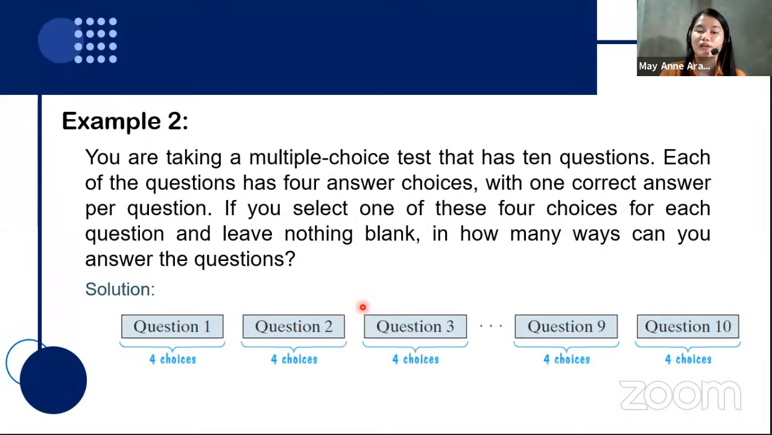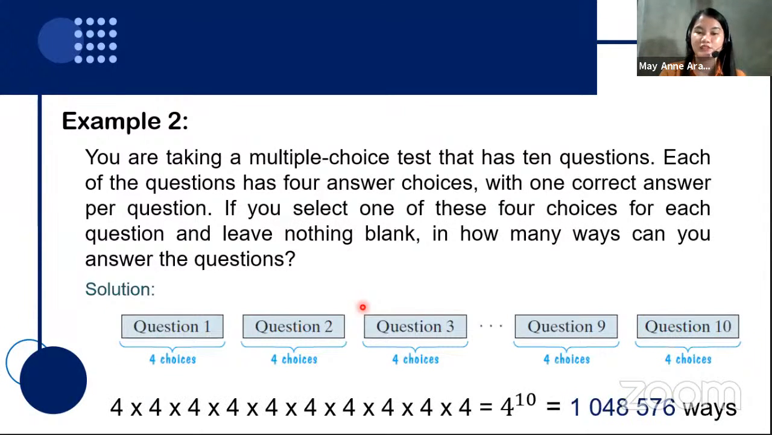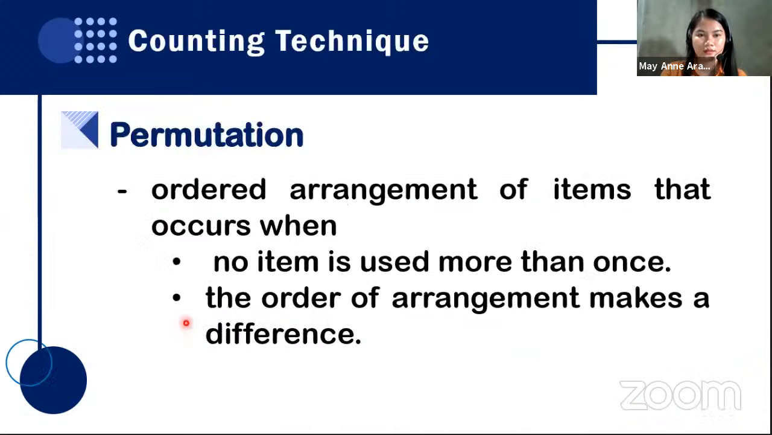So, that is the solution for this. 4 raised to 10, which is equal to 1,048,576 ways. So, this is the number of ways you can answer the given 10 questions. Okay, next permutation. So, meron naman ito sa calculator na formula, no? Pwedeng doon na lang.